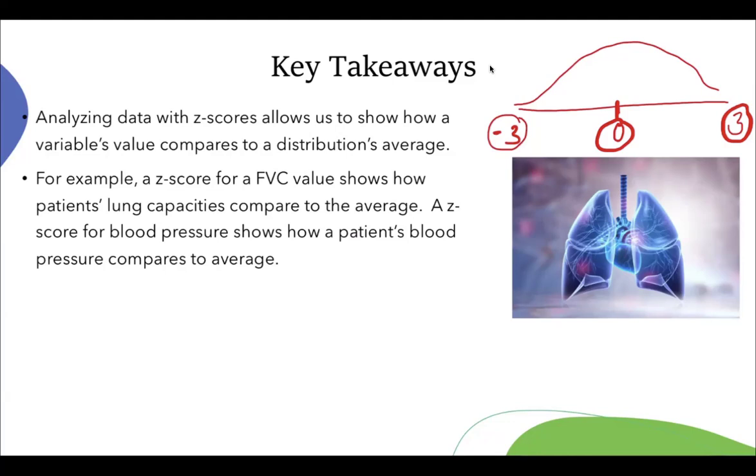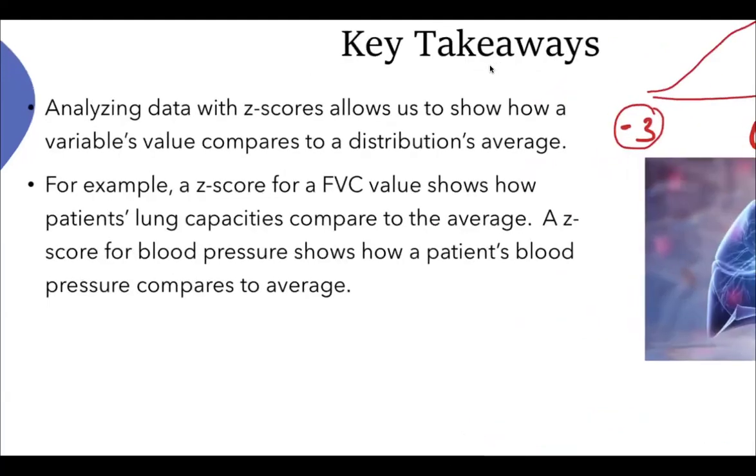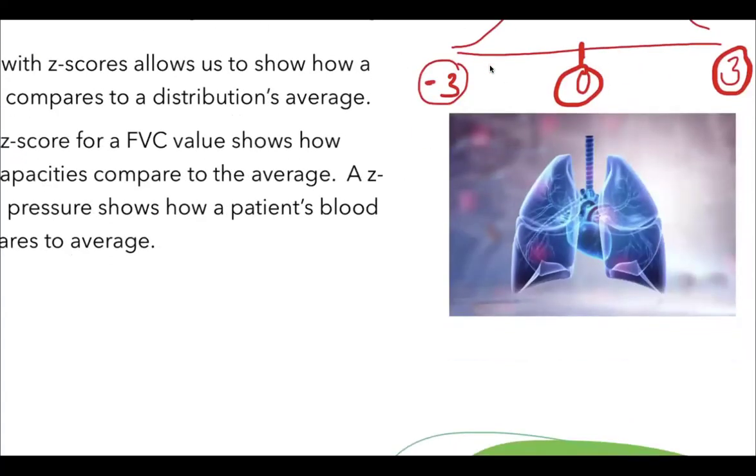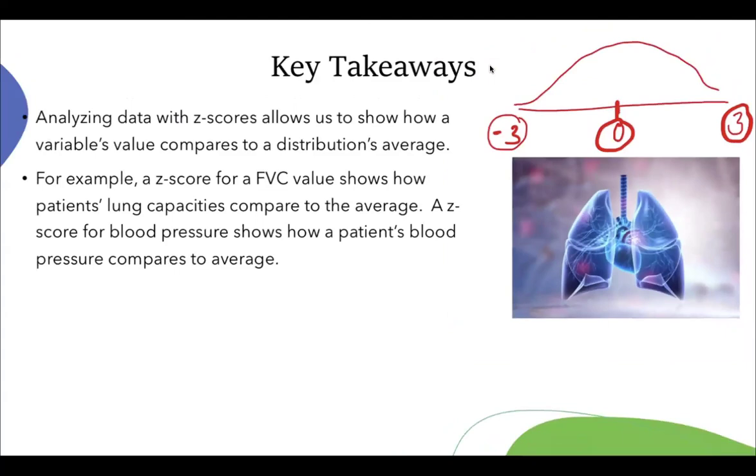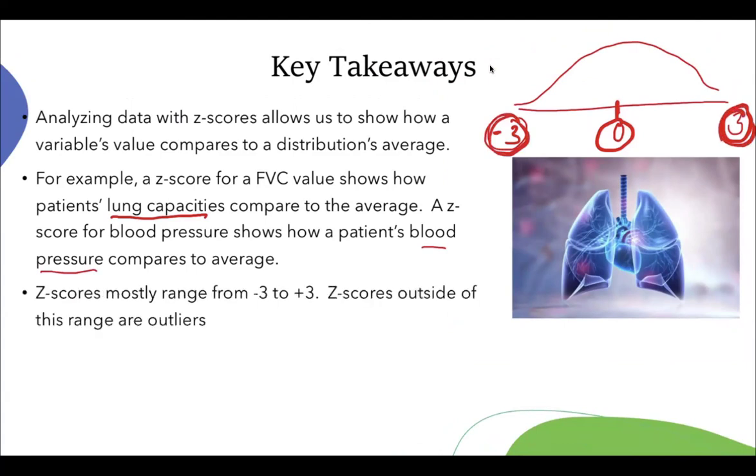A z-score for a forced vital capacity value shows how a patient's lung capacity compares to the average. A z-score for blood pressure would show how a patient's blood pressure compares to average. Different variables, lung capacities, blood pressure, will have z-score calculations of their own, but in all cases, the z-score comes out to be roughly between -3 and +3, rarely going outside of that range. Mostly from -3 to +3. Outside of that range, we have the outliers, and that happens 0.3% of the time.